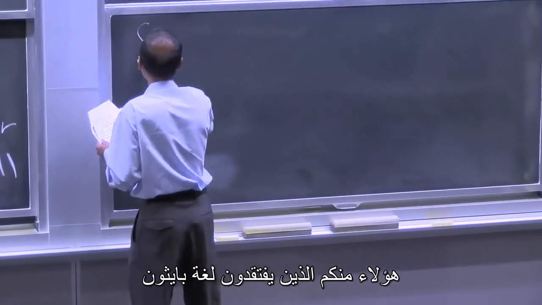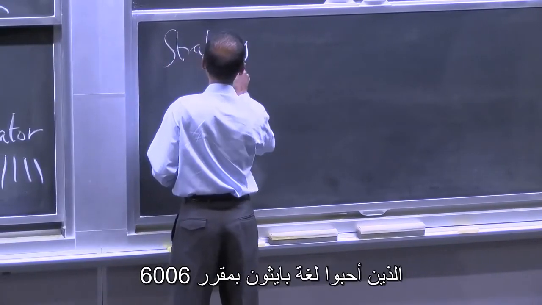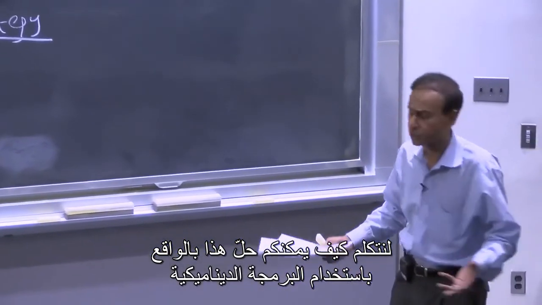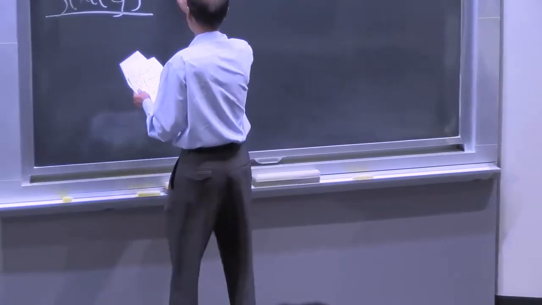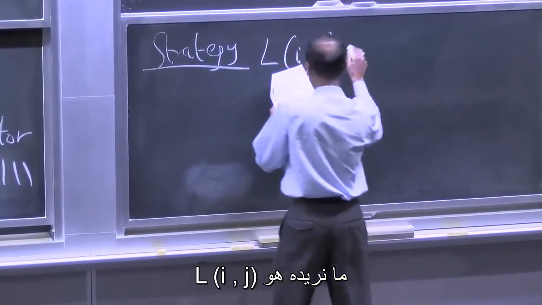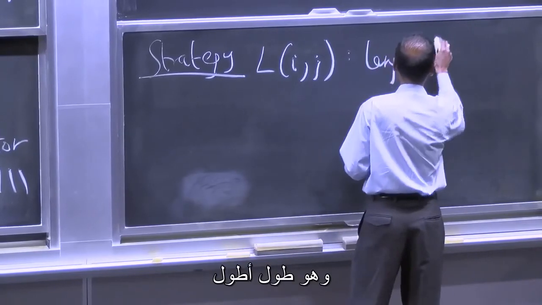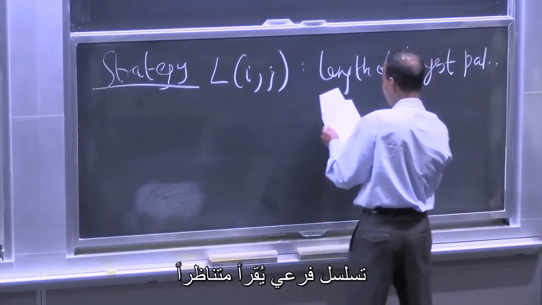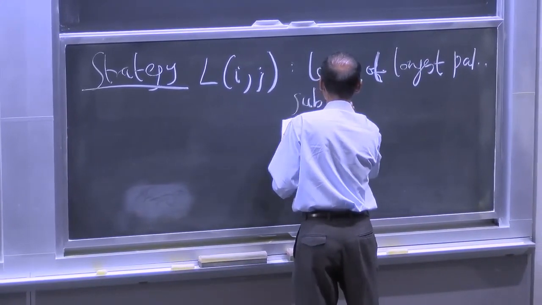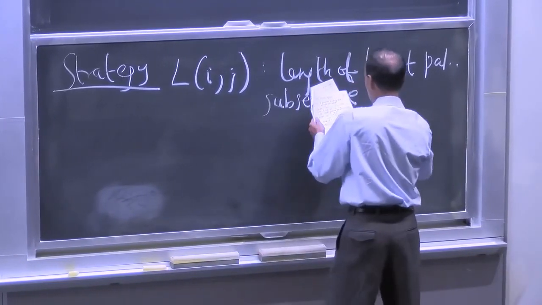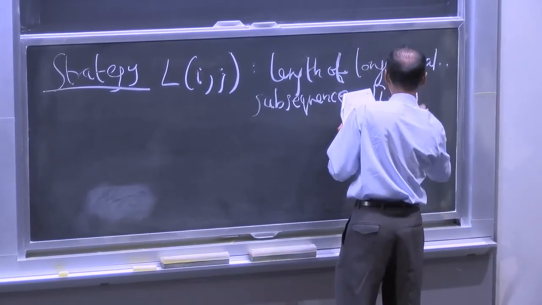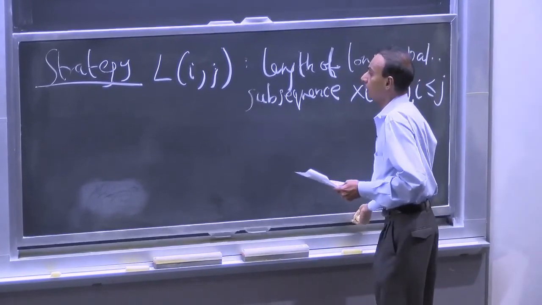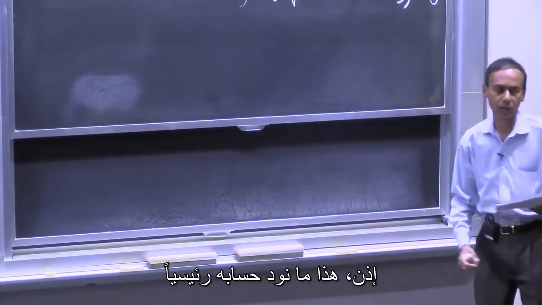Those of you who are missing Python, who loved 6006 and Python, let's talk about how you would actually solve this using dynamic programming. And so what we want is L(i,j), which is the length of the longest palindromic subsequence for X(i,j), and we're going to have i less than or equal to j. So that's essentially what we'd like to compute.